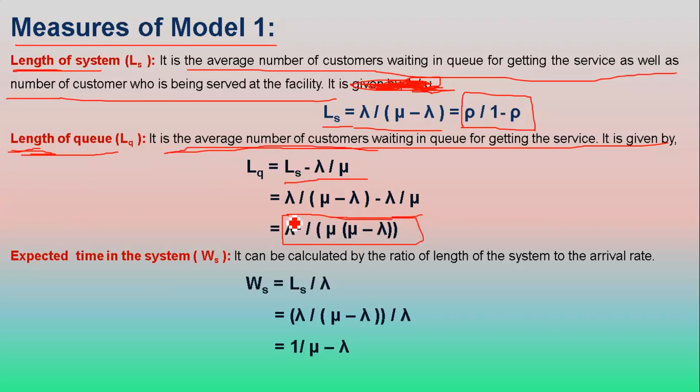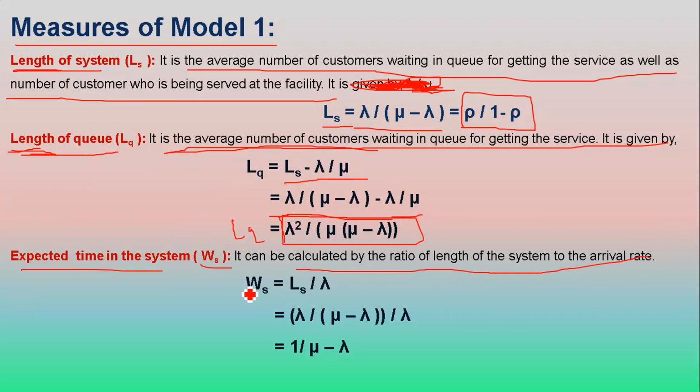You need to remember all these formulas again, I am telling you, so that you will be able to solve the numericals. After that, expected time in the system, that is Ws. It can be calculated by the ratio of length of the system to arrival rate. What is expected time in the system? That is the time a customer spends in the queue as well as in the service. That is the expected time in the system.